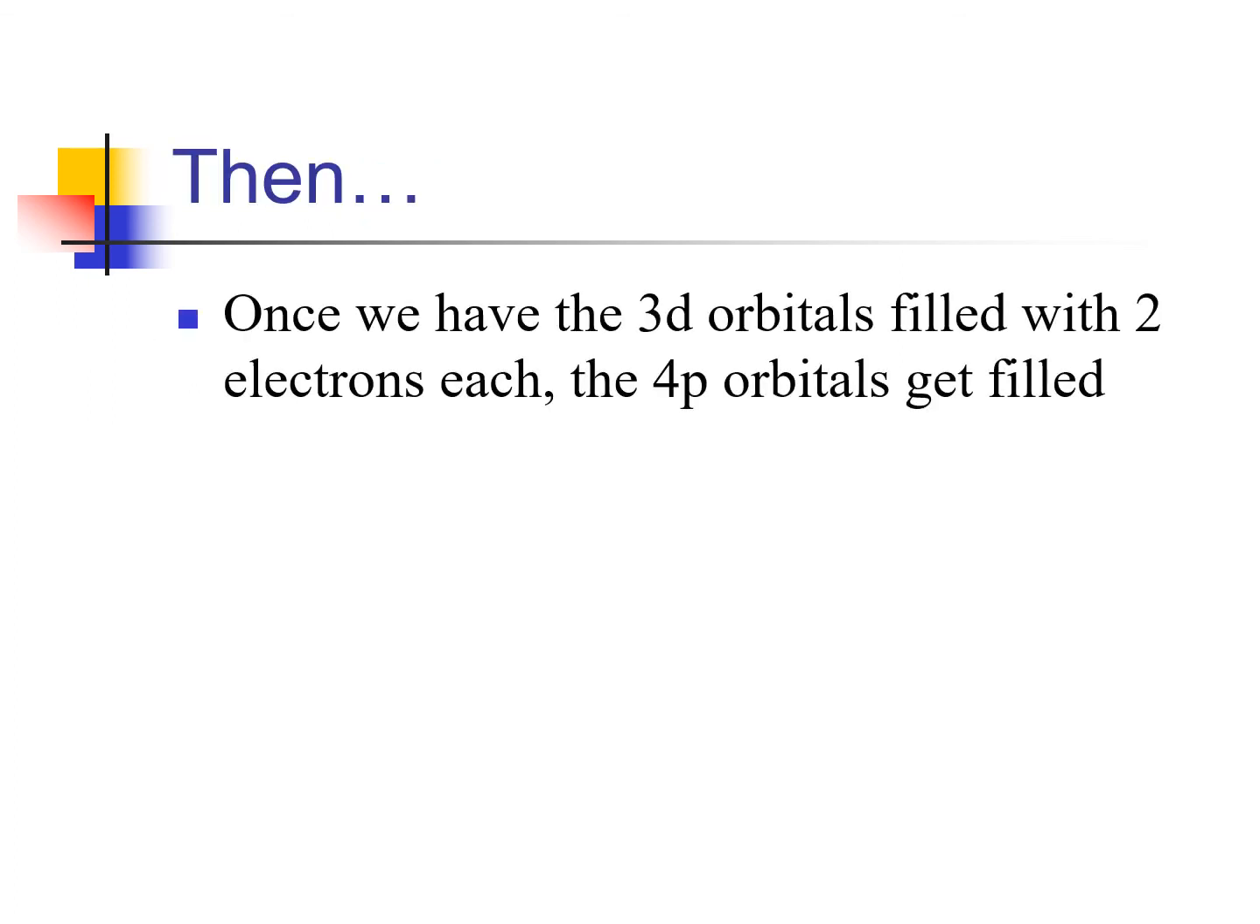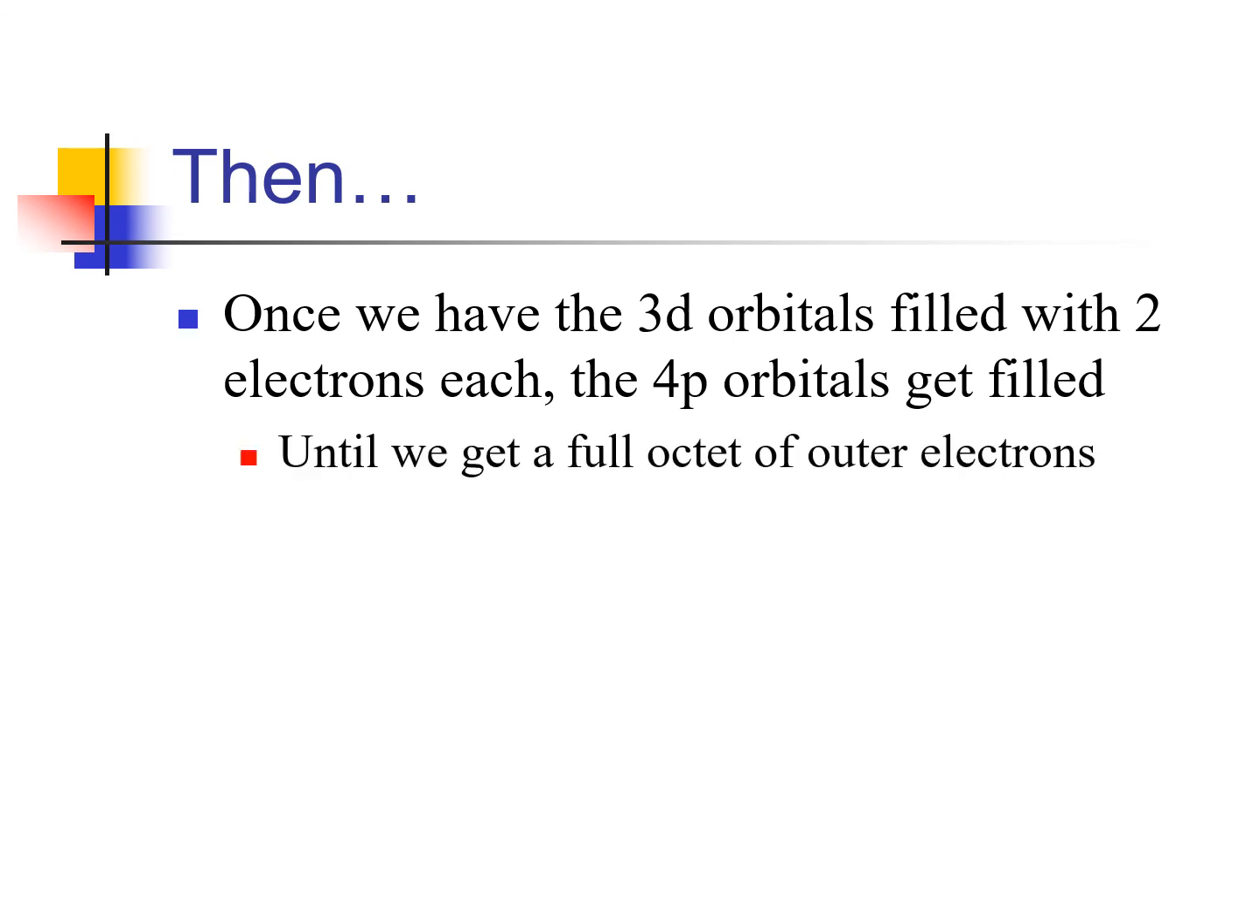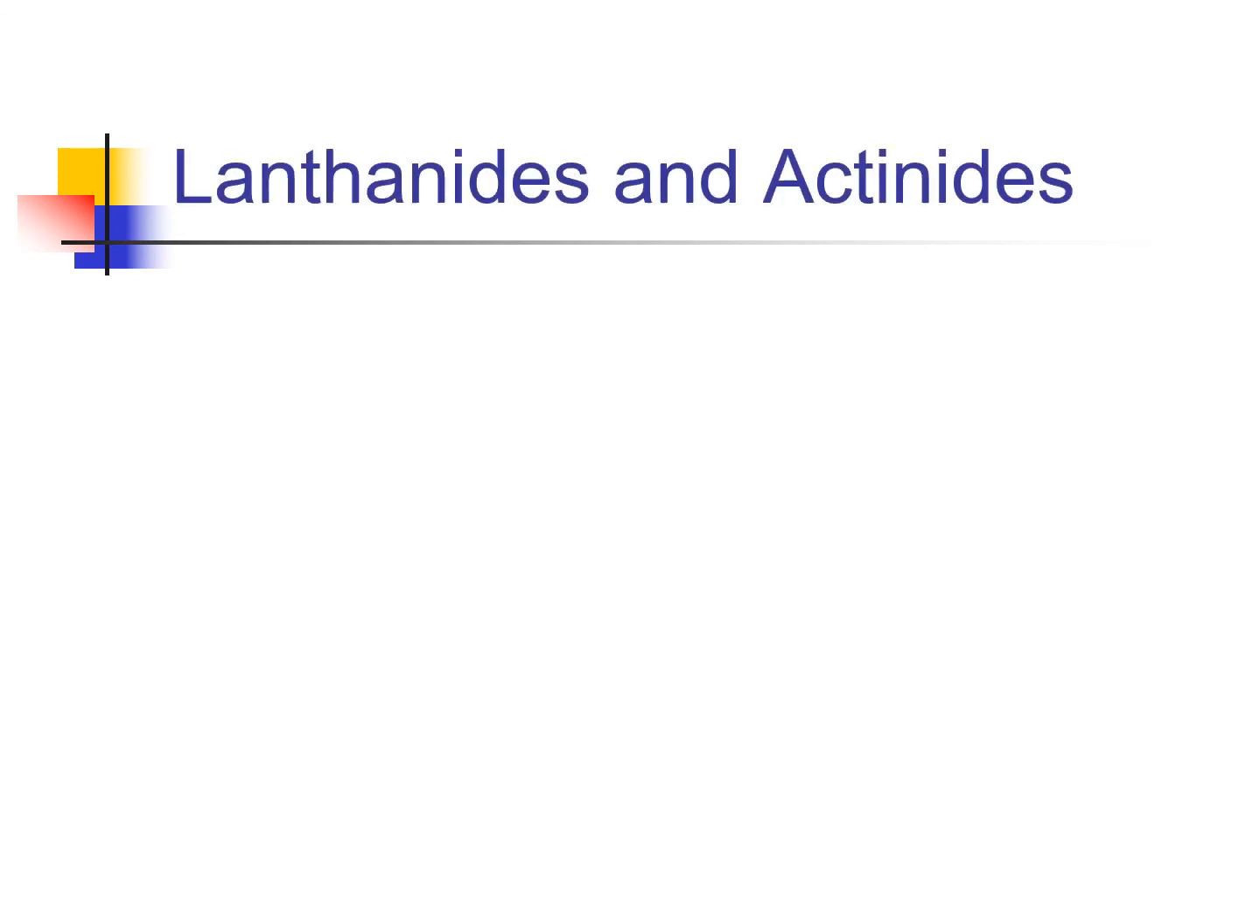Now, once we have the 3d orbitals filled with 2 electrons each, then the 4p orbitals get filled until we get a full octet of outer electrons. So like with krypton, we would end with 4s2, 4p6 in the highest energy level. And again, there's that full octet. 2 plus 6 is 8.